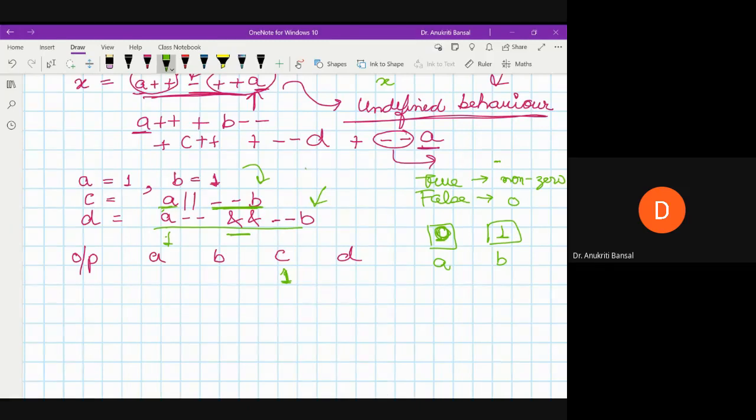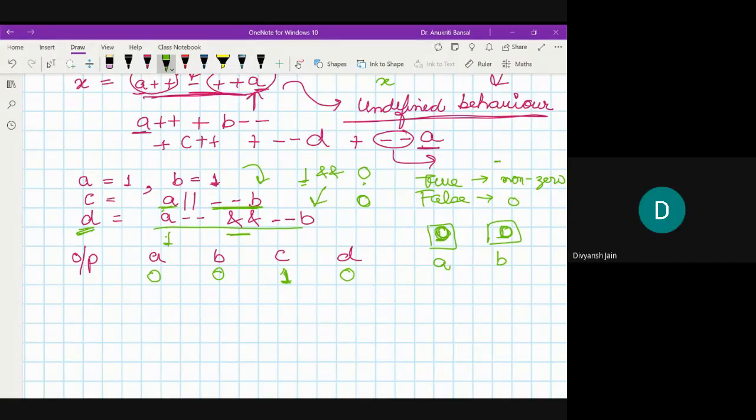अभी क्या था हमारा 1 and minus minus B, that is 0. So true and false is false. So false is represented by 0. So value of D is 0. A is 0. B is also 0. Is this clear?